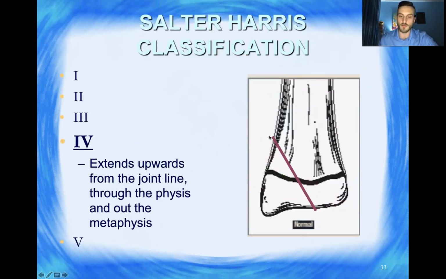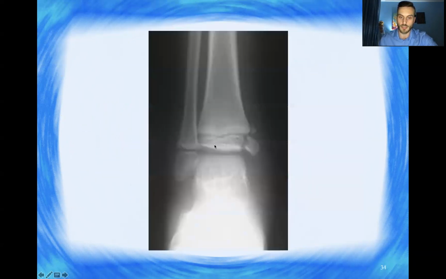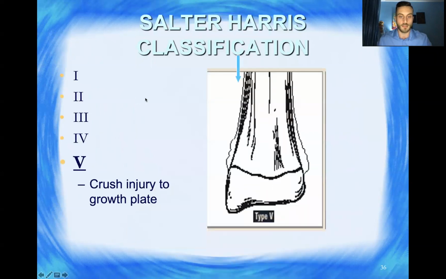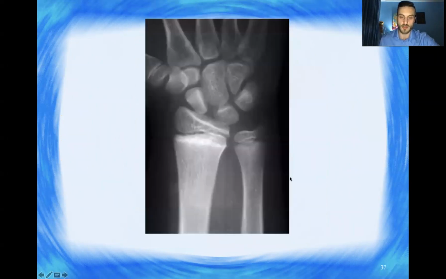Type 4 involves the metaphysis, epiphysis, and the physis. As you can see in this picture, this is the line. So it's involving epiphysis, metaphysis, and the physis itself, like this. Metaphysis, physis, epiphysis, okay? Type 5, which is the worst, you can see the compression on it. So it's a crush injury of the growth plate, which is the worst type. You can see it in here, and on follow-up, you will see that it's affecting the growth.